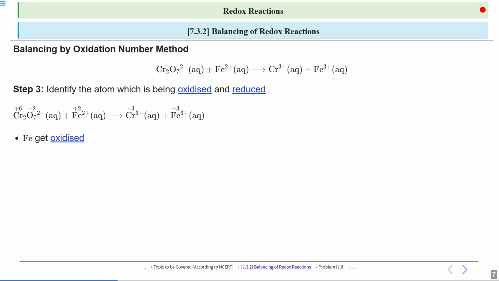So if we consider the iron, that means here the iron is being oxidized. That means from +2 it is going to +3. That means there is an increase in the oxidation number, which is directly signifying its property.